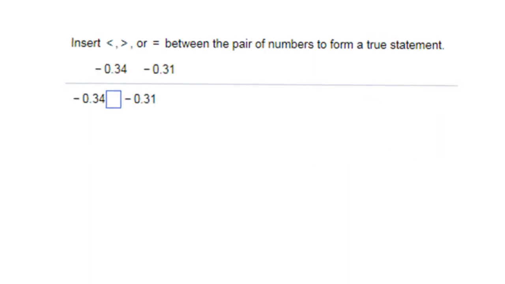Once again, we will insert less than, greater than, or equal to between the pair of numbers to form a true statement. All right, so let's take a look at these numbers. I have a negative 0.34, and I am comparing it to a negative 0.31. Okay, we will start this one just like we did the last one. In front of the decimal, they both have negative signs and they both have a 0.